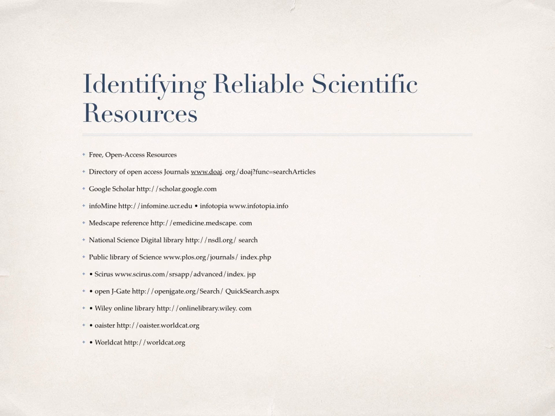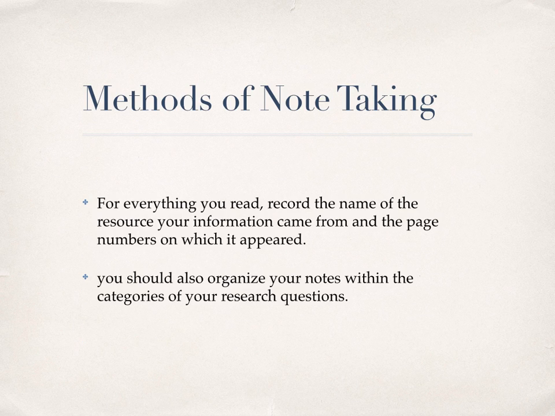This is a list of websites where you can retrieve scholarly research. Remember, we've been mostly using Google Scholar and PubMed. Try these other ones out and see what you think. Make sure as you record the name of the resource, the information came from on the page. And we'll talk about organizing notes in a second.